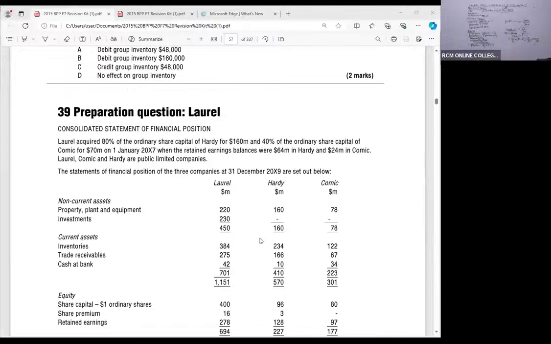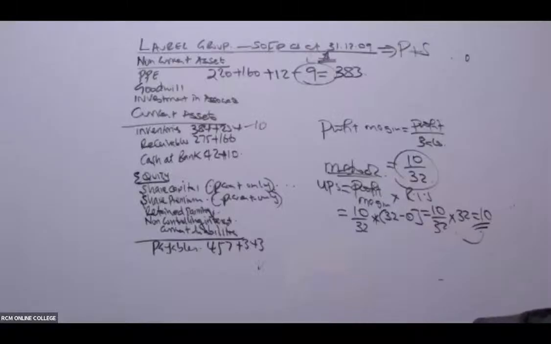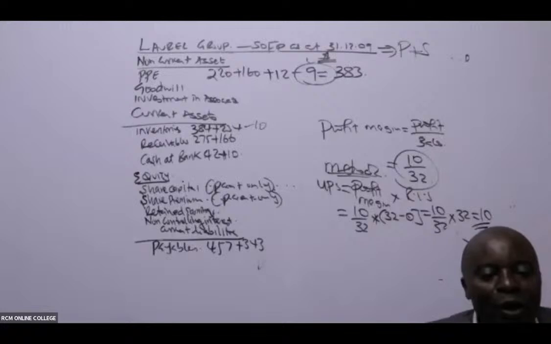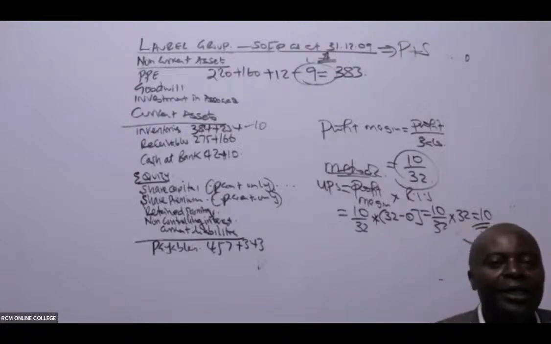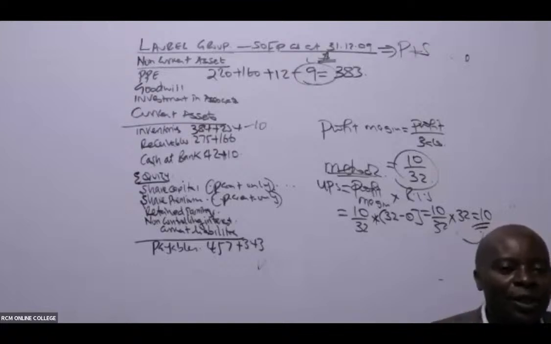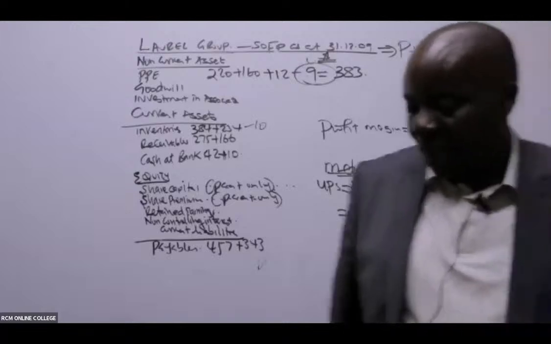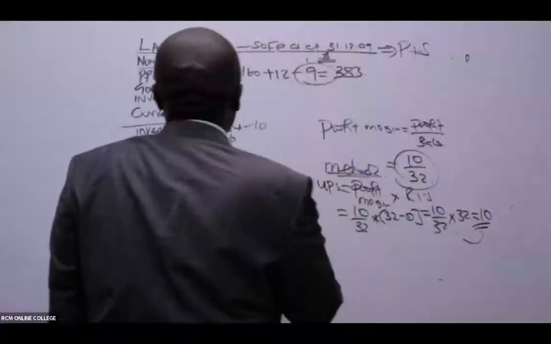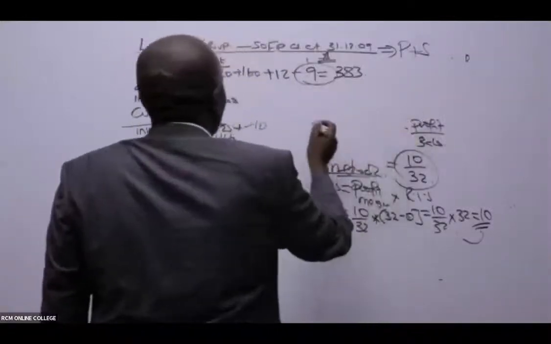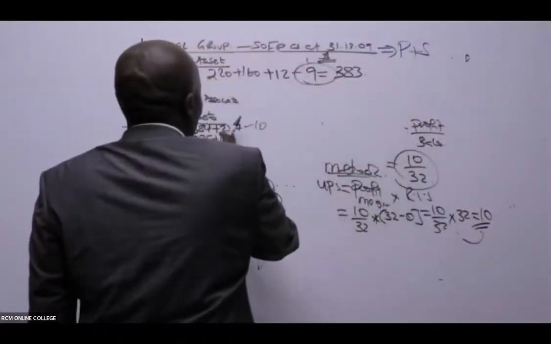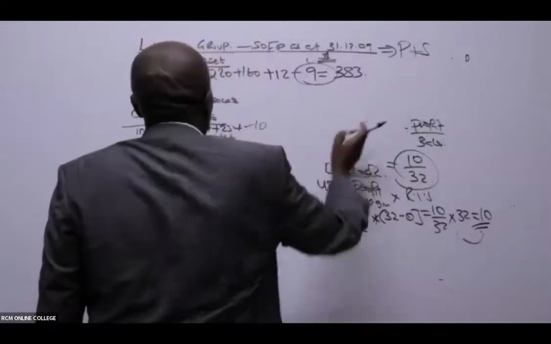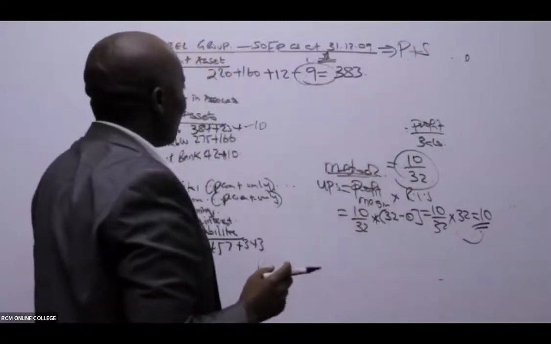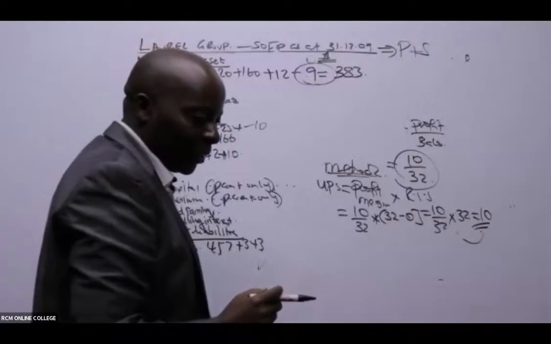But now, listen to me very well. Let me give you a secret here. When you go to an exam, and you see they have given you 10 marks for the consolidated statement of financial position, this is how we mark this question. Could you kindly give me the inventory figure? Inventory: 384 plus 234 minus 10. Please give me a figure right here.